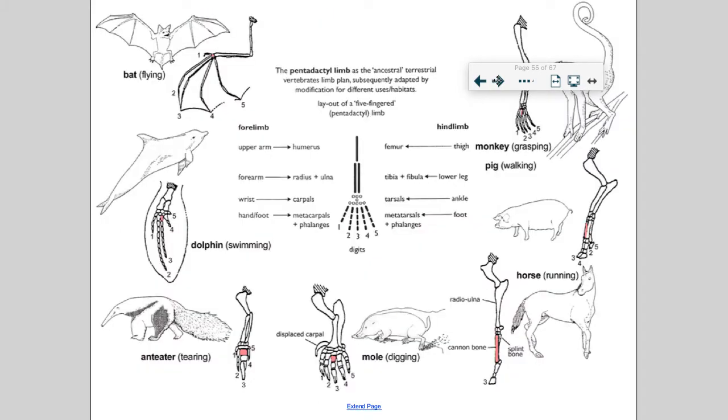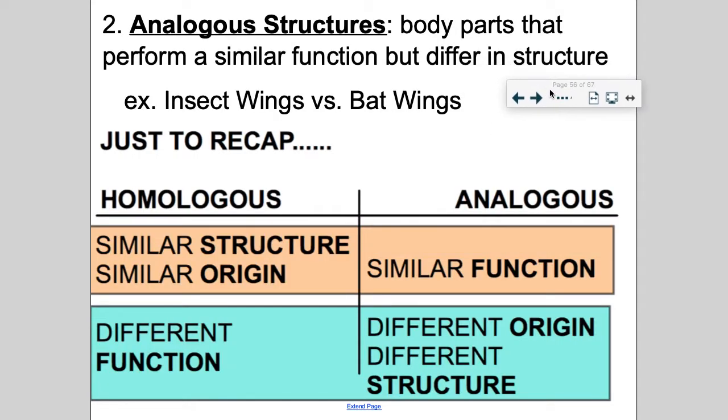Here's another slide showing, like, they put in the monkey limb, they talk about pig limbs and moles, they all have the same anatomy as well. Okay. So analogous structures, body parts that carry out the same job but differ in structure. So insect wings, bat wings. They are both used for flight. So they have the same job or similar function, but they differ in structure.